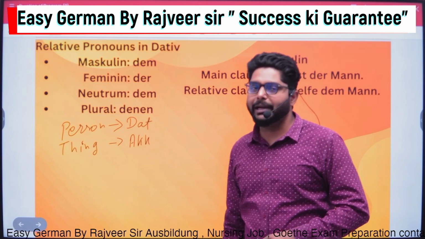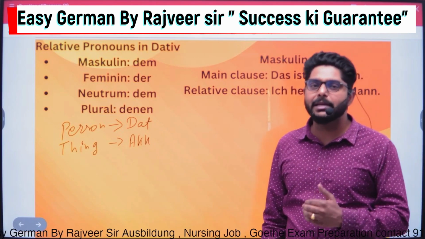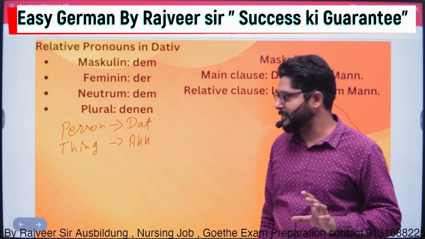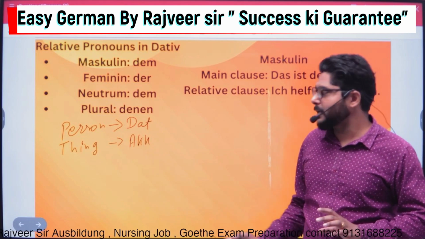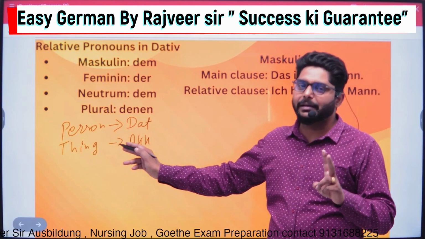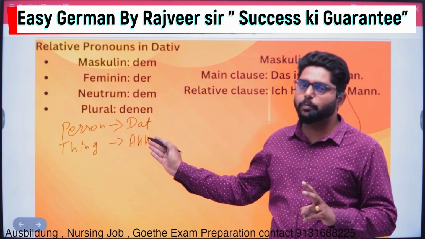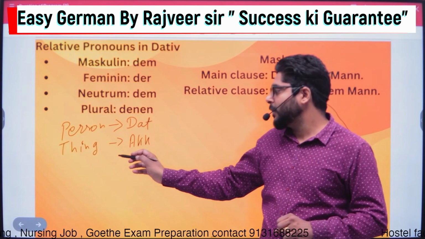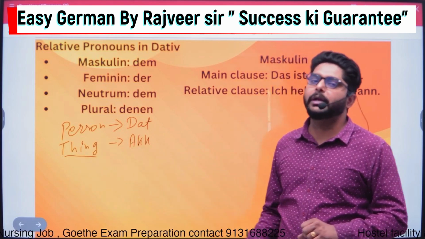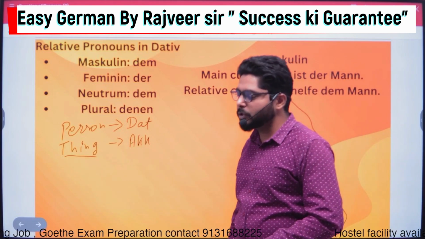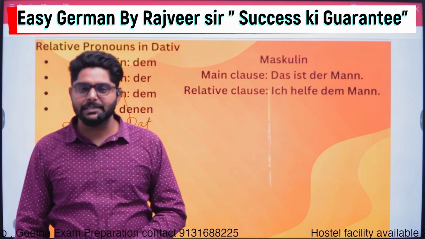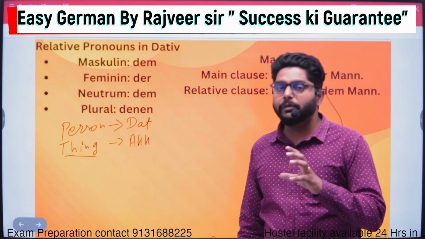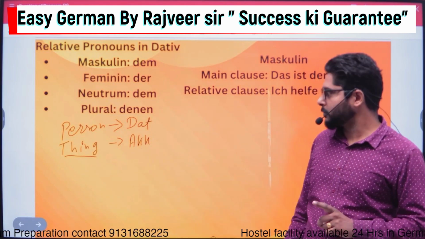Okay, so how can you identify whether a sentence is in nominative case, accusative case, or dative? Nominative and accusative we have already discussed very well. Dative we are considering when two objects are there. If one object is related to a person, then that object will go in dative, and if any object is related to a thing, that will go in accusative. Sometimes you will see in some sentences there is only one object. We will see examples also here.